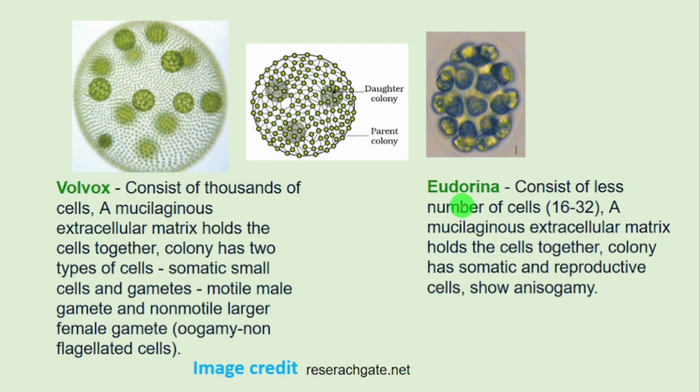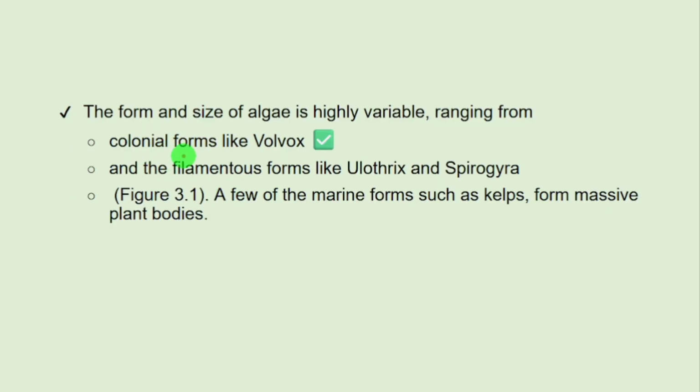This is another example of colonial form. If you see here, there are thousands of cells in the colony of Volvox, and here you will have less number of cells. Both show anisogamy. Anisogamy means when the gametes are different in sizes and morphology. So this is one form, colonial form.